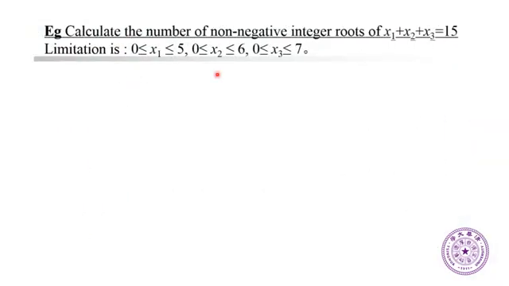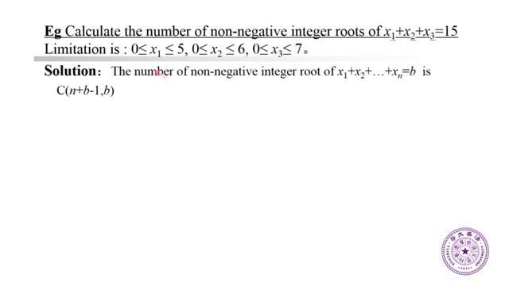So let's think that for this problem, we need to focus on these limitations. For example, x1 has to be in 0 to 5, x2 has to be in 0 to 6, and x3 must be in 0 to 7. If we simply ignore all these limitations, the problem is the same as the old one, which is the number of non-negative roots for an equation like x1 plus x2 until xn equal to some constant, and we could solve it using C(n plus b minus 1, b) directly. So now, with these new restrictions, we need to think about how to exclude the arrangements which violate the restrictions.